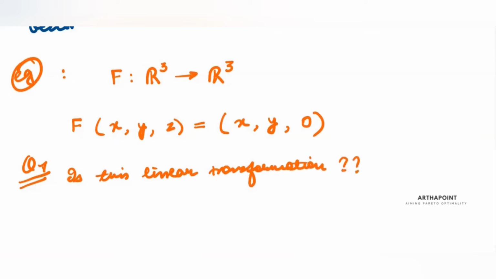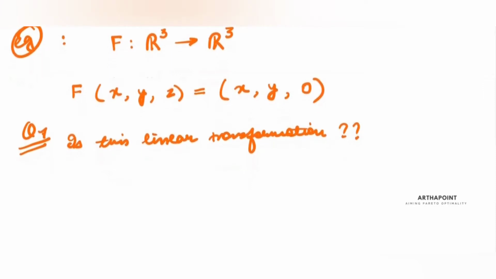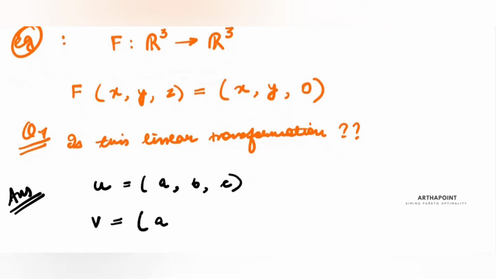Is this a linear transformation? That is what my question is. So to answer this question, let me consider two vectors. I consider a vector u. This vector u has 3 elements, a, b, c. I consider a vector v, and this vector also has 3 elements, a dash, b dash, and c dash.